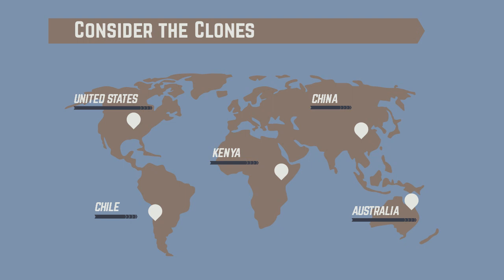Contrasting this, we've got a scenario called the clones. I want you to consider a situation in which there are 4 clones made of one person. Each of those 5 individuals are going to be placed in various locations: the US, Chile, Kenya, China, and Australia. And then we take a look at them in like 20 years as well.